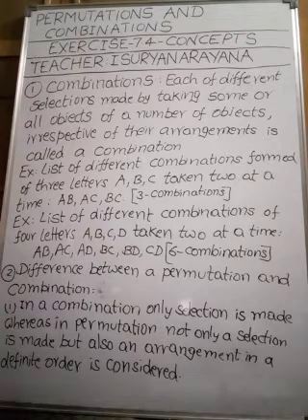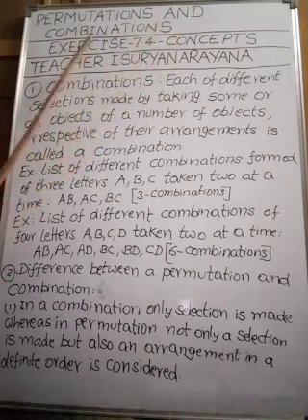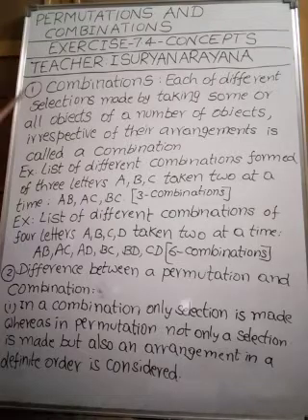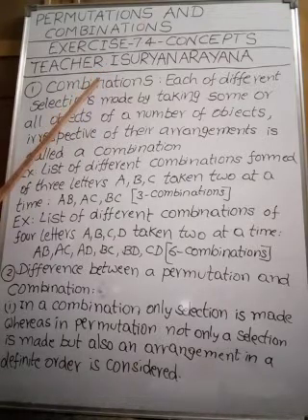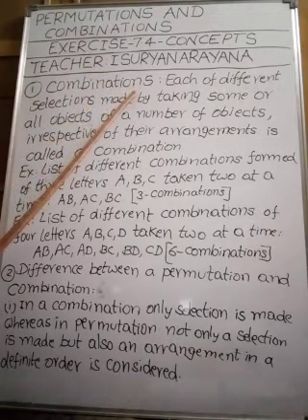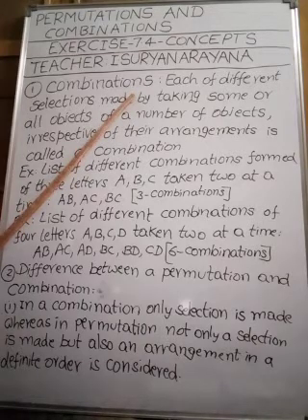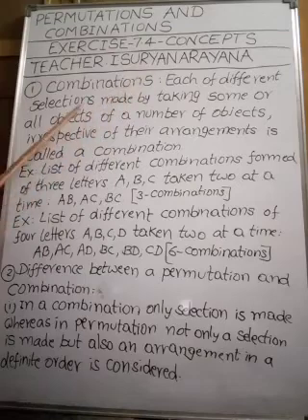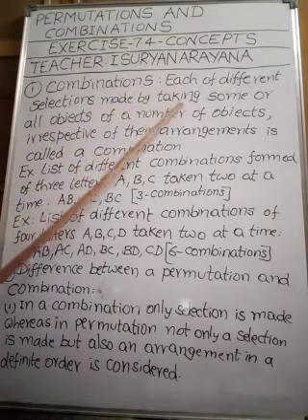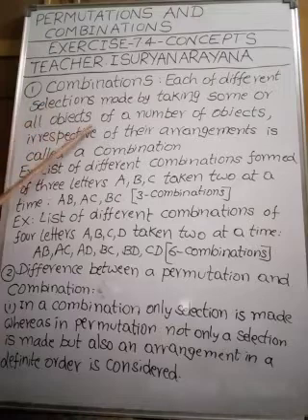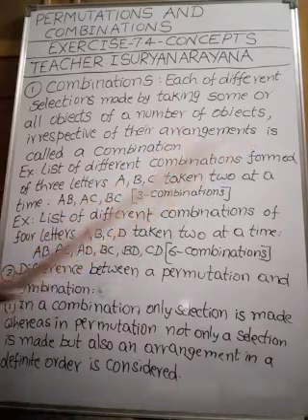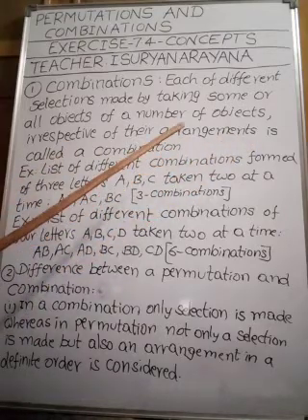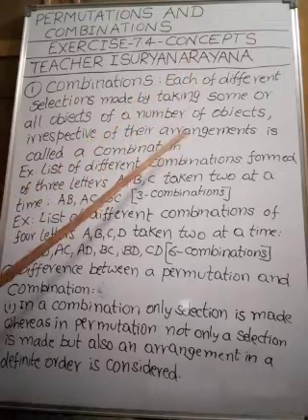Okay, my children. Now come to the concepts of exercise 7.4. Are you ready to listen to the class? Right. See, first one, combinations. In the previous class we discussed permutations. Now we discuss combinations. What is meant by combination? Each of the different selections made by taking some or all objects of a number of objects, irrespective of their arrangements, is called a combination. Okay, my children, this is the definition of a combination.